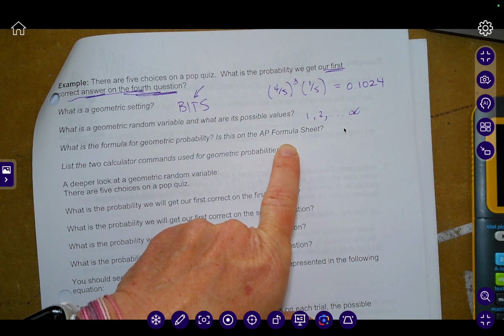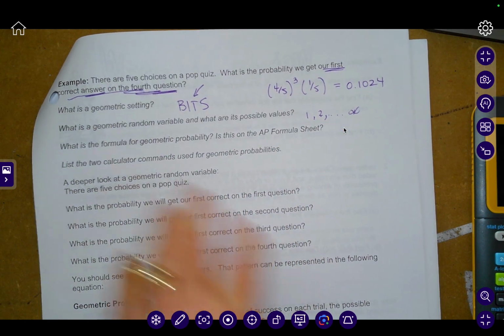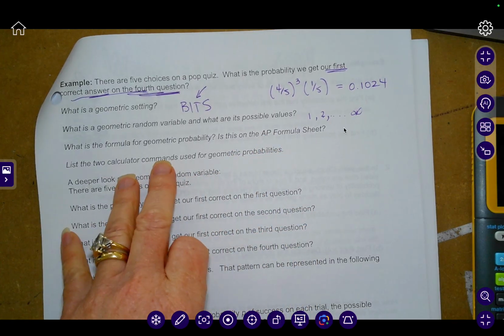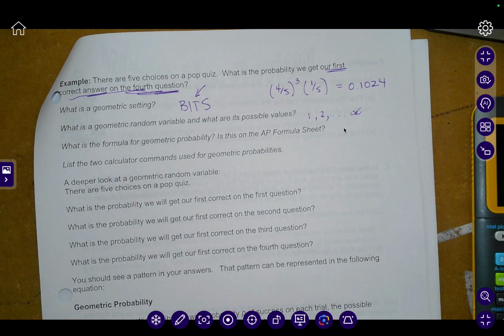There is a formula for the geometric probability. I'm going to help you derive it here. It is on the AP sheet. There are 2 calculator commands. I have them listed down below.